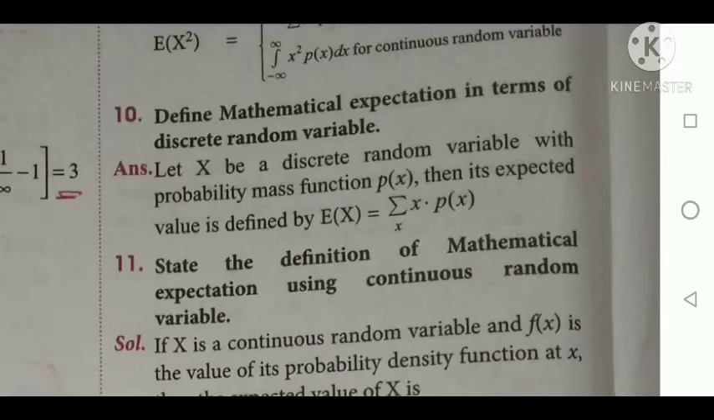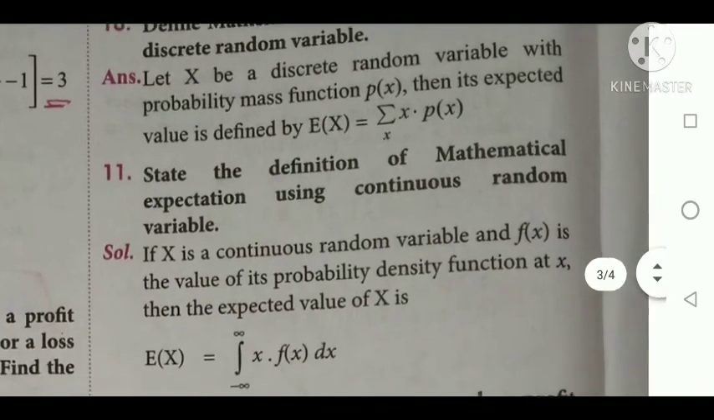Let x be a discrete random variable with probability mass function p of x, then its expected value is defined as E of x equal to sigma x into p of x. That is, expected value is nothing but x into p of x. So take x as a discrete random variable, then the probability function is p of x, and the expected value is the summation of x into p of x.